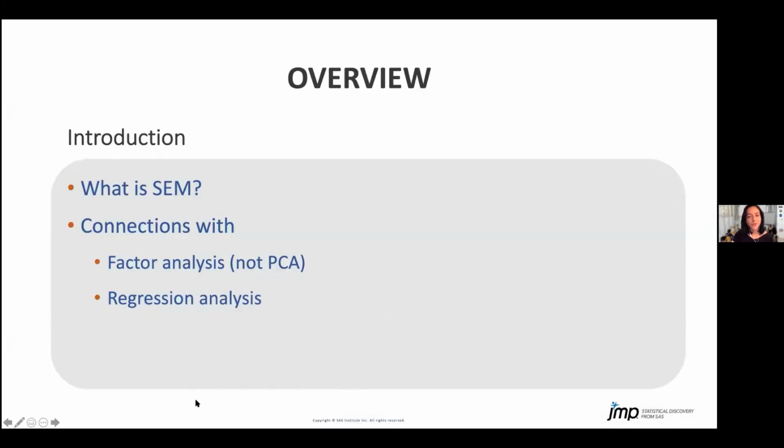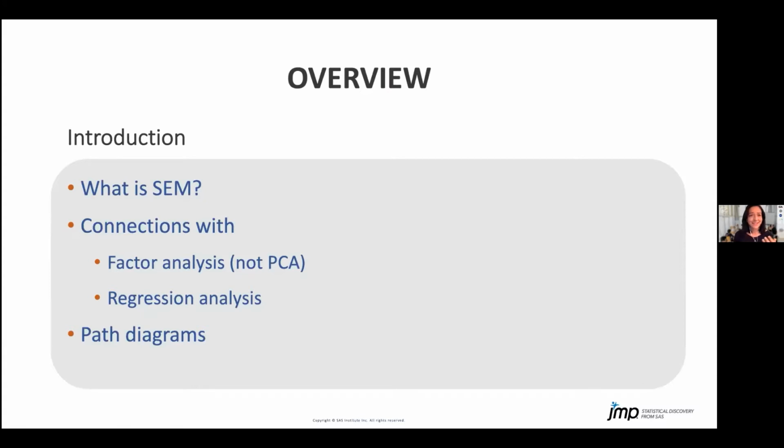the structure for this tutorial is, I'm going to start with an introduction. I will assume that you don't have previous experience with SEM, so we'll talk about what it is, and I'm going to draw specifically on the connections it has with factor analysis and regression analysis. And we're going to talk about path diagrams because they are a fundamental tool that are part of SEM that make it very easy to interpret and specify structural equation models.